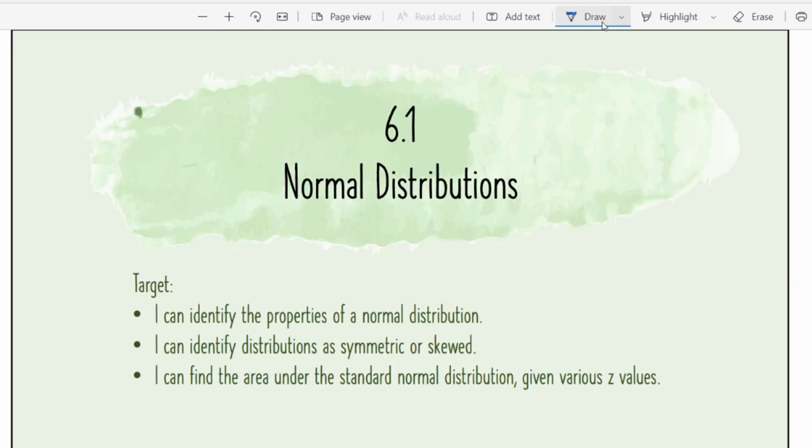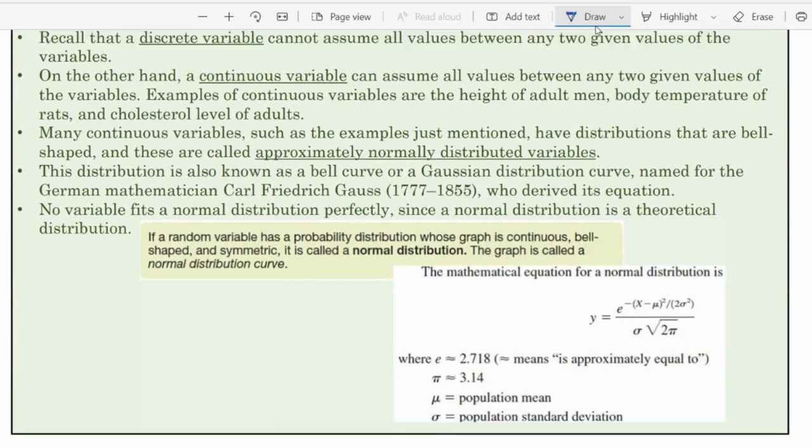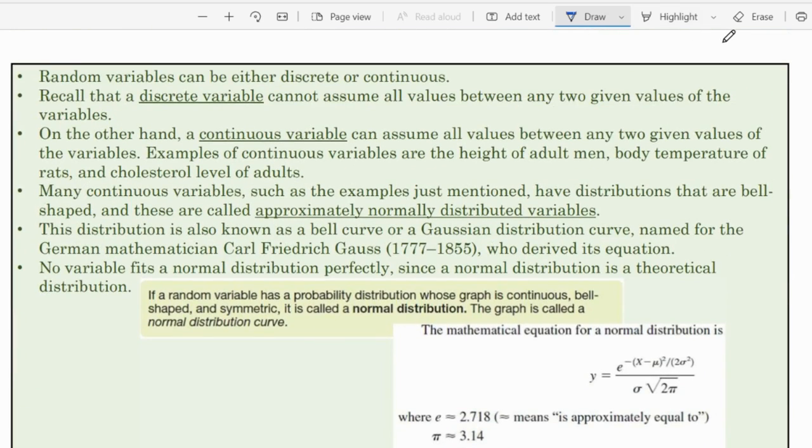Hey kids, welcome to section 6.1, the start of the chapter on normal distributions. Today you're going to learn how to identify the properties of a normal distribution, how to identify distributions as symmetric or skewed, and how to find the area under the standard normal distribution given various z-values. So lots of vocab always in the first section of each chapter.